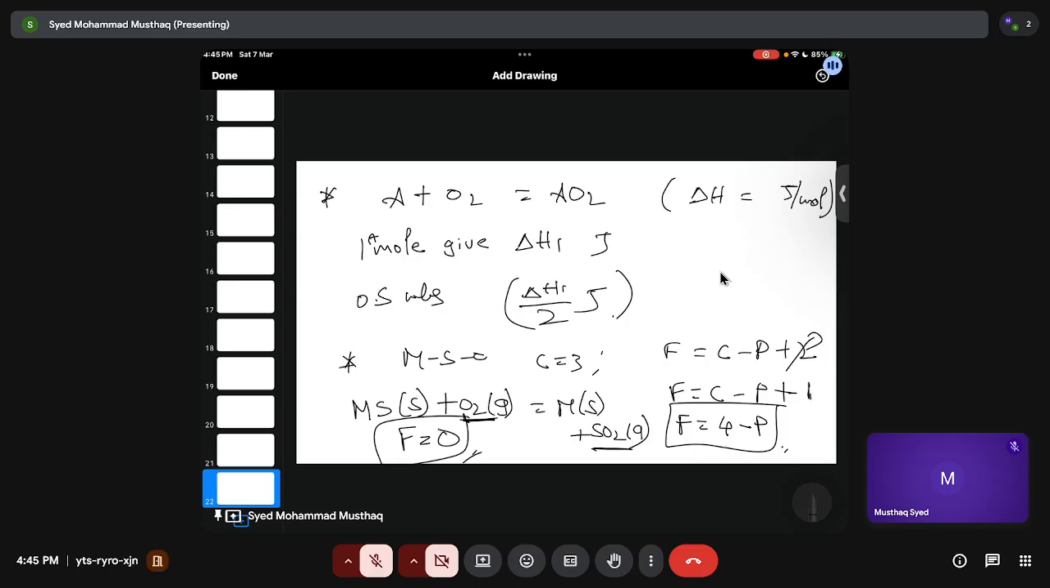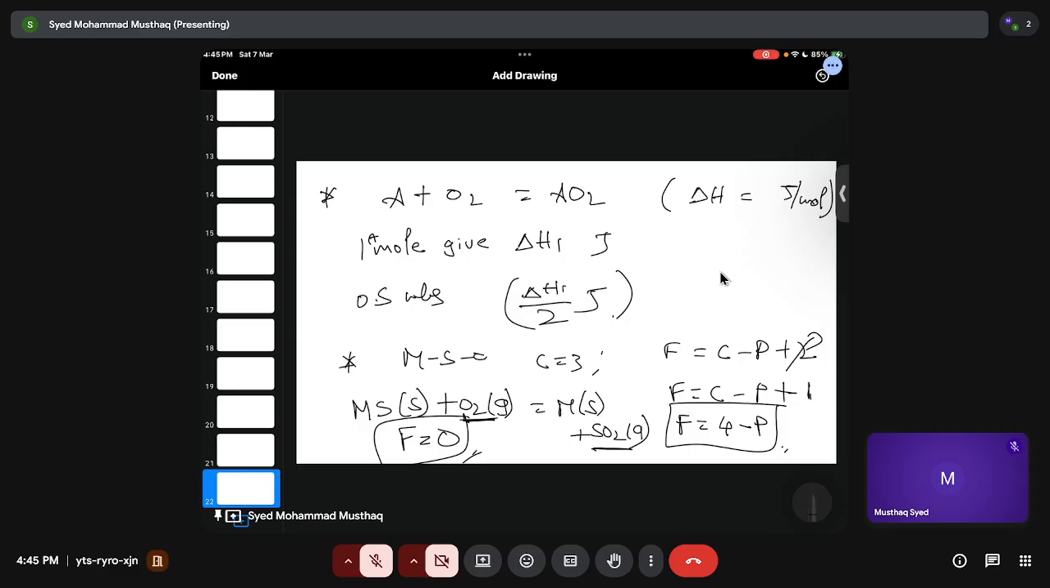And the maximum number of degrees of freedom that you can get is if I have 4 components, right? If my components are 4, and if I fix my temperature and pressure, then F will directly be 4.